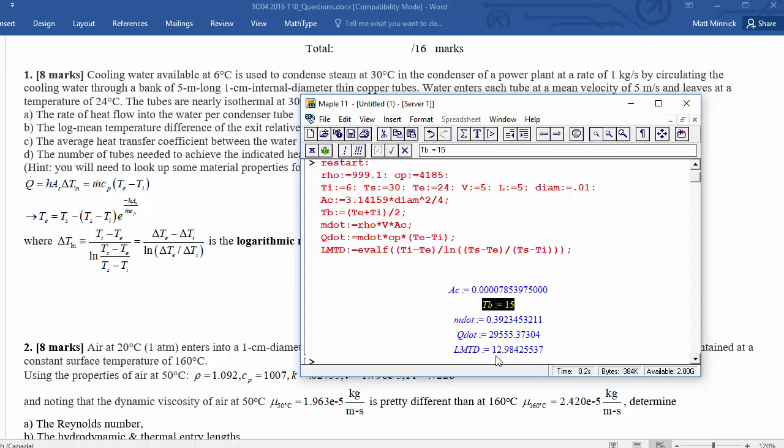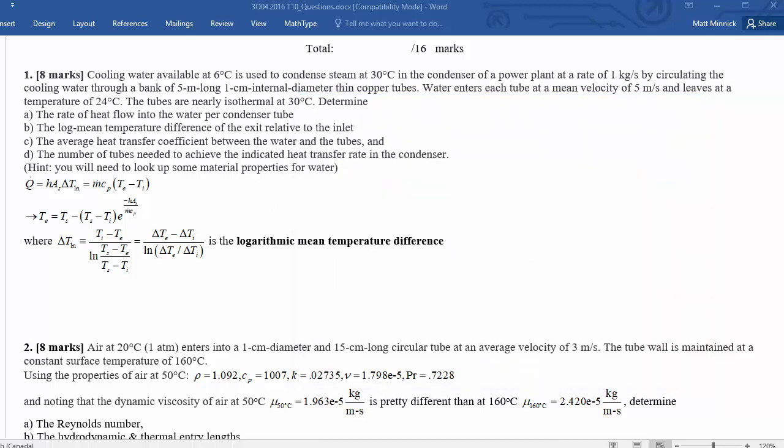But the LMTD accounts for the fact that actually a lot of heating happens right at the beginning where we have this big temperature difference. So it doesn't spend much time at the 24 degree temperature difference compared to how much time it spends closer to the 6 degree temperature difference. So that's why it weights it a little bit lower than just a raw average would. So that's our LMTD. Okay, so third part, average heat transfer coefficient between the water and the tubes.